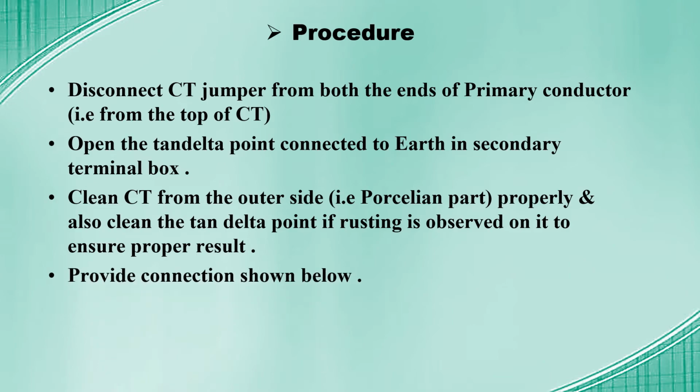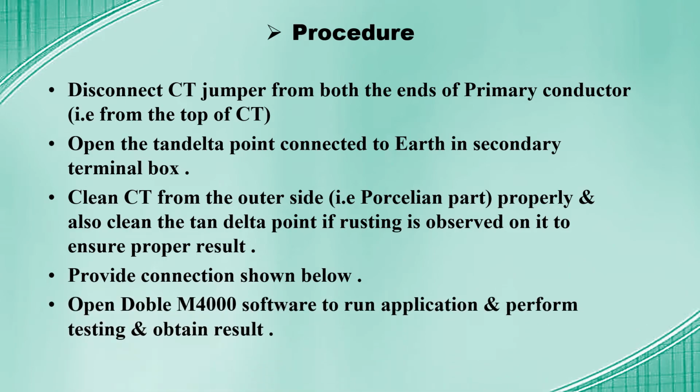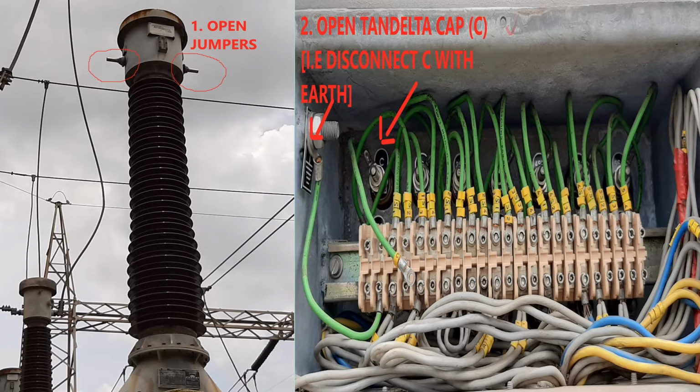Next, the connection, which will be discussed later on. After completing all the connections, you must open the double M4000 software, run the application, perform the test and obtain the result. Now, as per the procedure, step 1 is to disconnect the CT jumpers from both ends, shown at the top of the CT. The second step is to disconnect the tan delta cap connected with earth in the secondary terminal box of the CT, as shown in the figure.